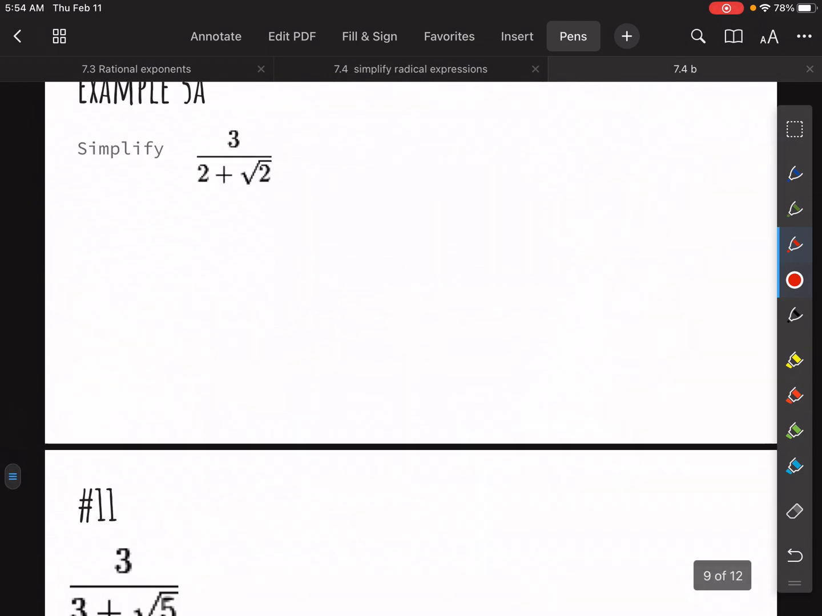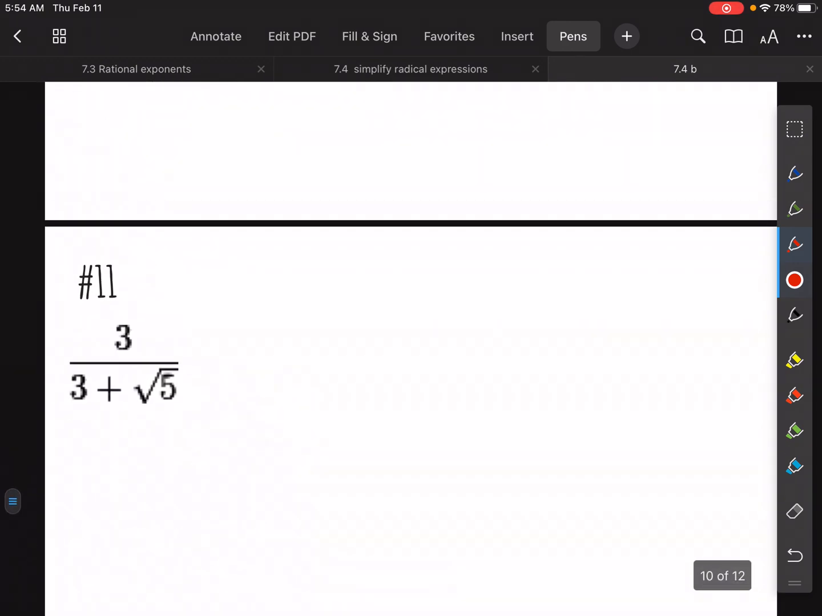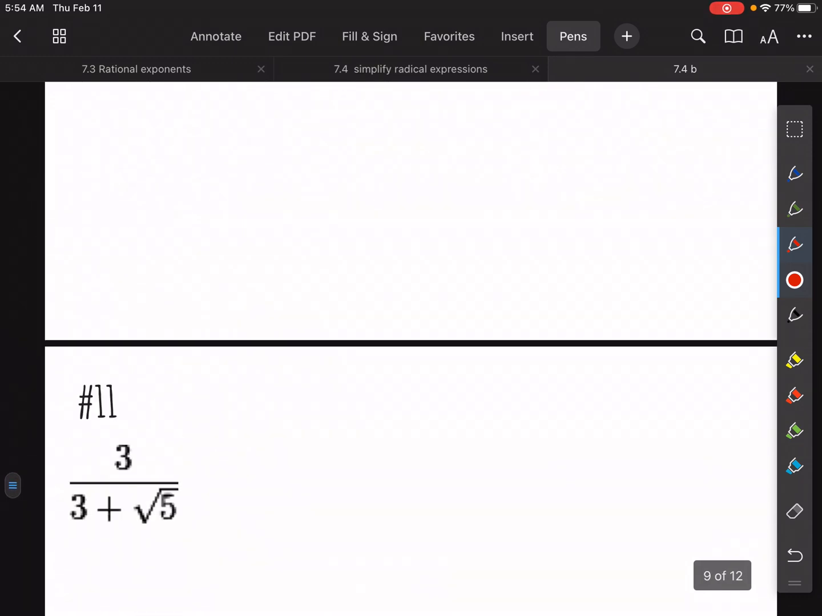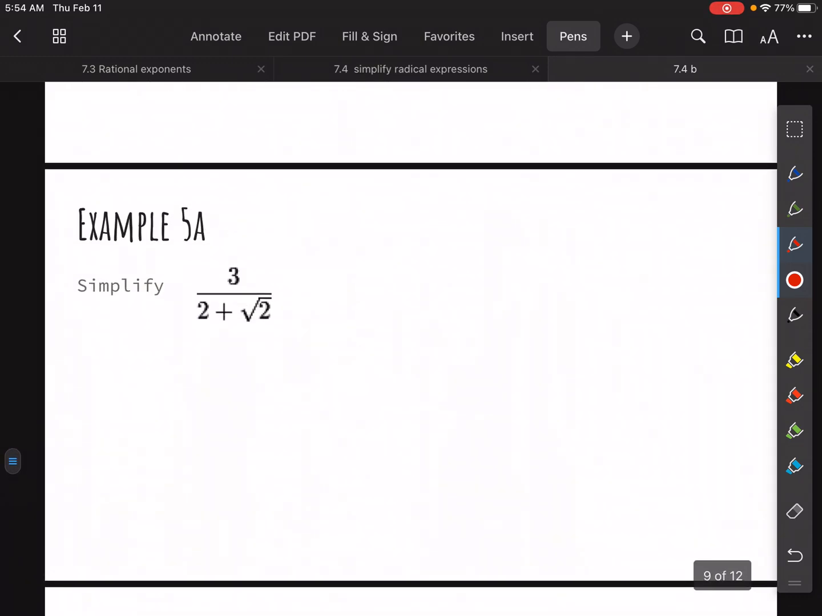So let's do one together. Now this is example 5a. And then it looks like I do one from your homework that I help you with here. So, okay, here's example 5a. Since this has two pieces with the plus sign in between, I am going to use a conjugate. I'm going to multiply this by 2 minus root 2, the conjugate. Again, the pattern that always arises is you always get the first term squared minus the second term squared. That's the pattern that always arises.